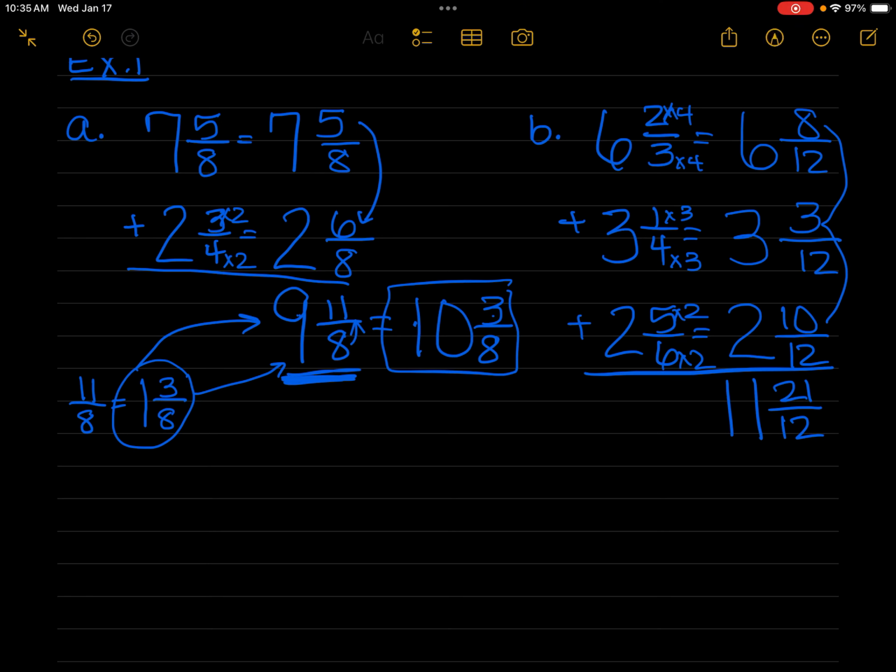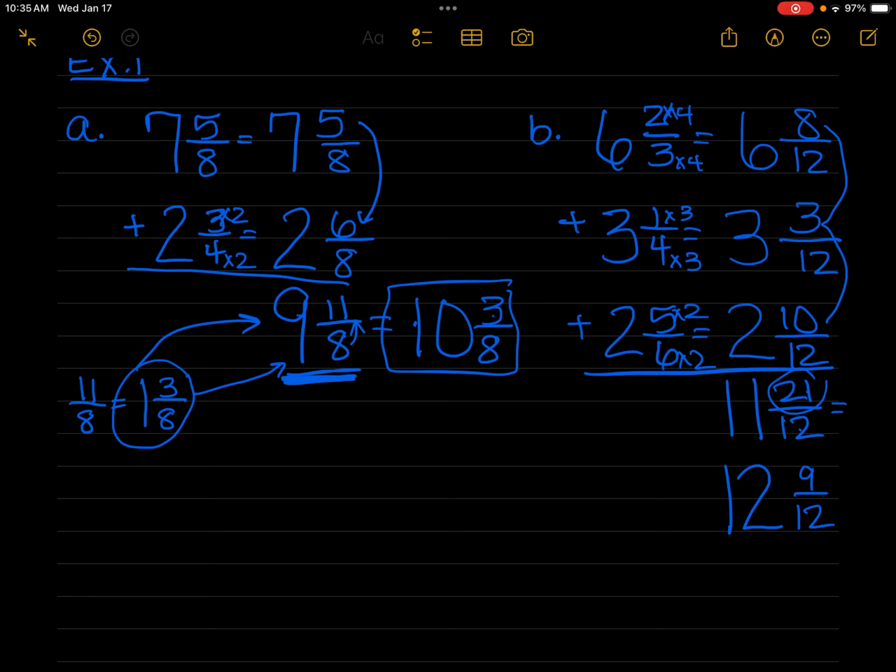Okay, now I can see that this needs to change, right? I need to put it in lowest terms. I am running out of room on my screen, so it's going to go below it. So 12 goes into 21 only one time, so that's going to change the 11 to a 12. And then how many do I have left over once I take out that 12 from the 21? I will have 9 left over, and 12 goes on the bottom.